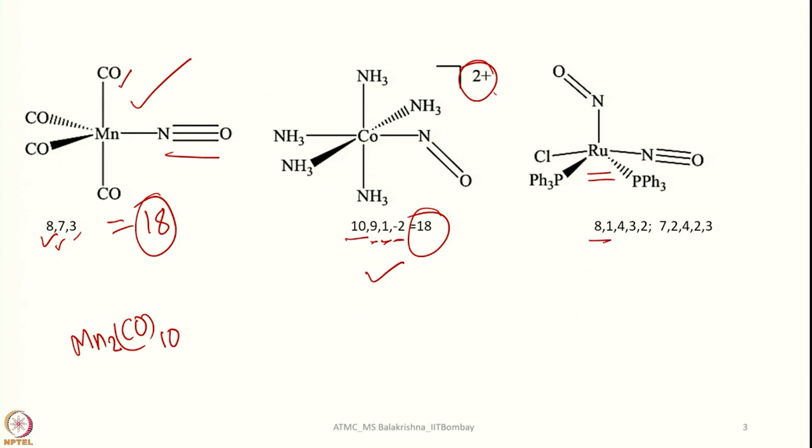So 8 electrons are coming from ruthenium, and then 1 is coming from chlorine, and then 2 each coming from 2 triphenylphosphine, and 1 NO is linear, so 3 electrons are coming. 1 is bent, 2 electrons are coming, so we have a total of 18 electrons. And if you go to the ionic method, the same thing happens here also. So eventually you can use both the methods, and you can decide in some cases like here, even if the mode of coordination of NO is not given, you should be able to tell after electron count that 1 is linear, 1 has to be bent, so that the 18 electron rule is satisfied.